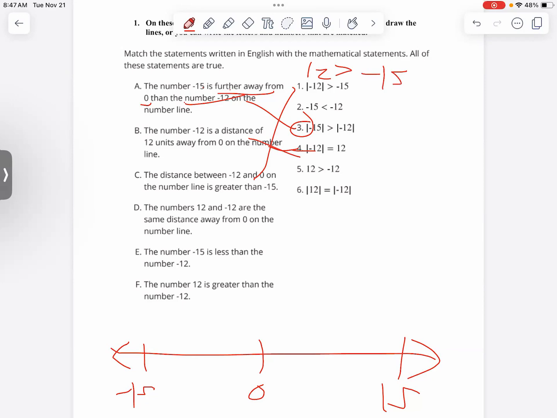The numbers 12 and negative 12 are the same distance away from 0 on the number line. So the same distance would be equals, right? And distance away from 0 on the number line is absolute value. Therefore, D is 6. The number negative 15 is less than the number negative 12. So that's 2. If you think about it, negative 15 is here, negative 12 is here. And the number 12 is greater than the number negative 12. So that's 5.